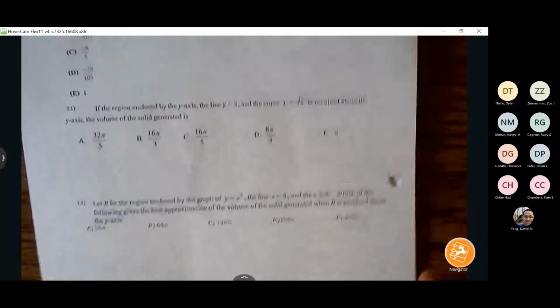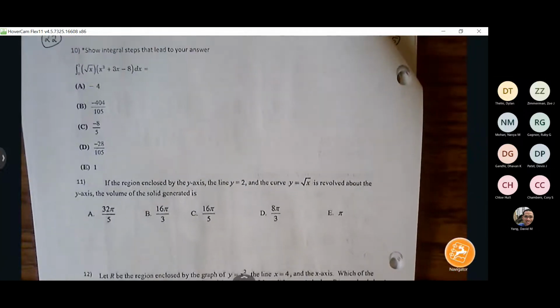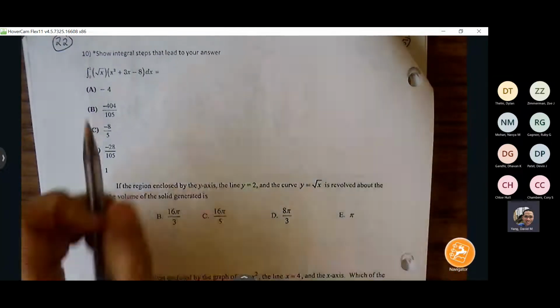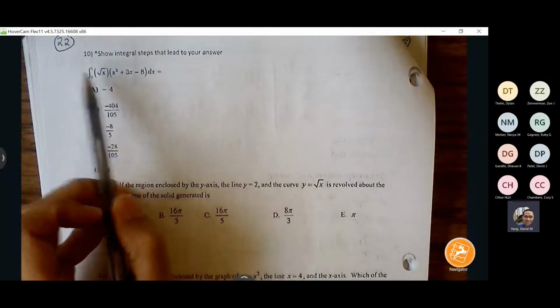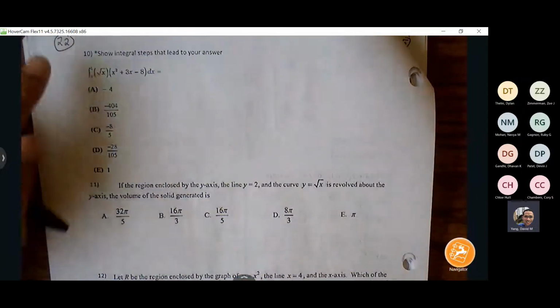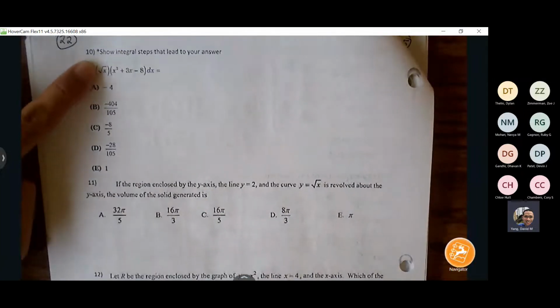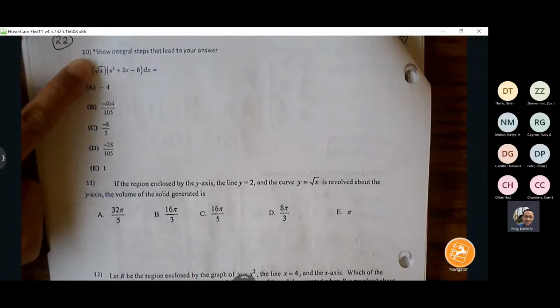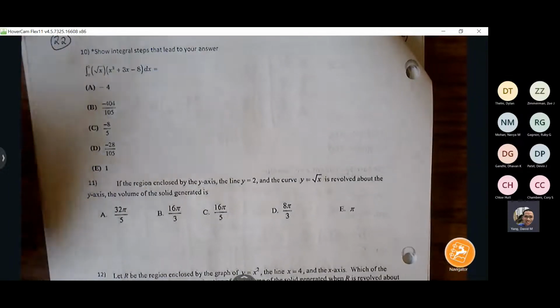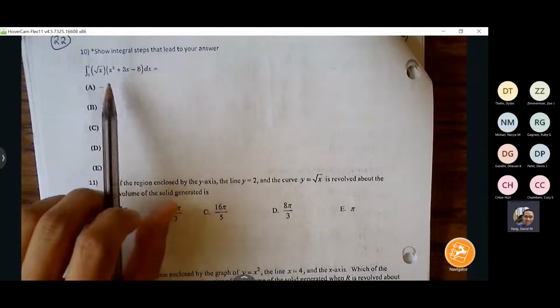Okay, last page here. All right, number 10, we see a definite integral problem, but we know that with a definite integral, we always do the bounds last, right? We always got to take care of the calculus before we do anything involving the bounds.